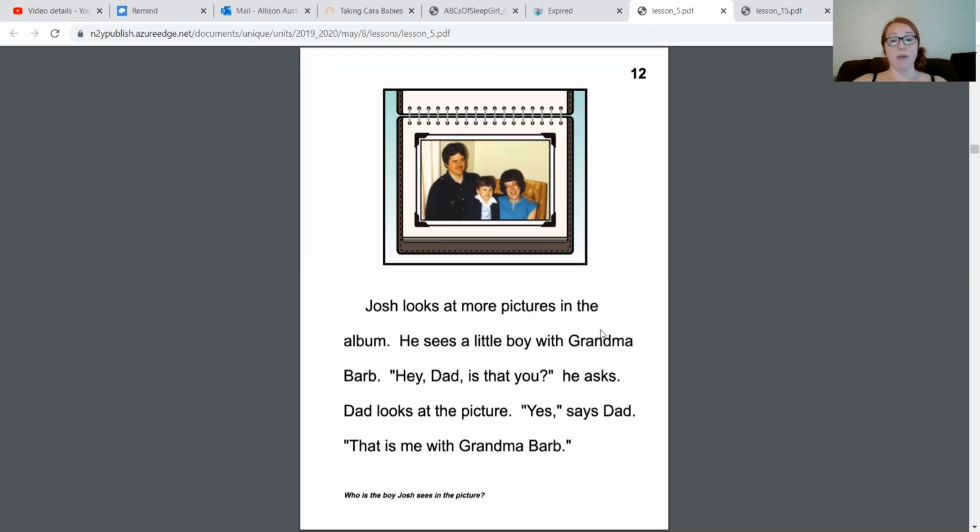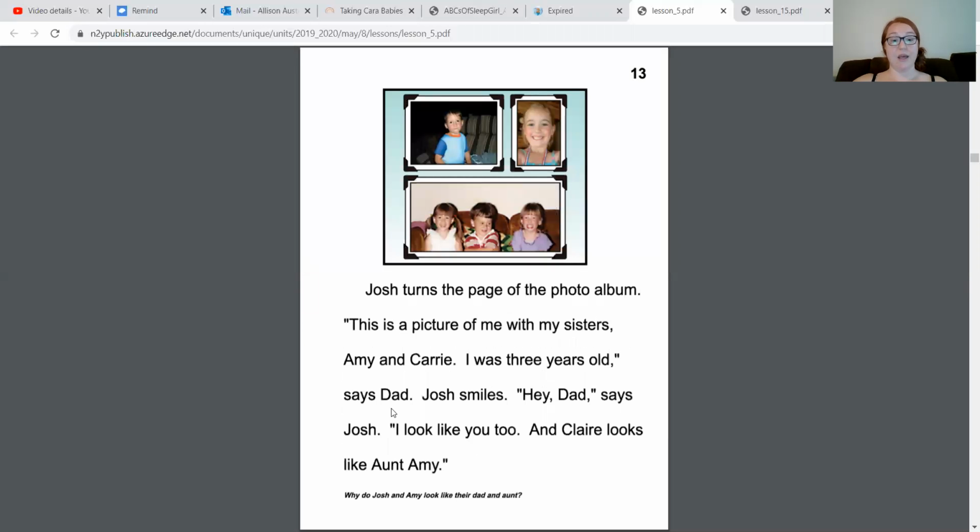Josh looks at more pictures in the album. He sees a little boy with Grandma Barb. "Hey, Dad, is that you?" he asks. Dad looks at the picture. "Yes," says Dad, "that's me with Grandma Barb." Josh turns the page of the photo album. "This is a picture of me with my sisters, Amy and Carrie. I was 3 years old," says Dad. Josh smiles. "Hey, Dad," says Josh. "I look like you too, and Claire looks like Aunt Amy."